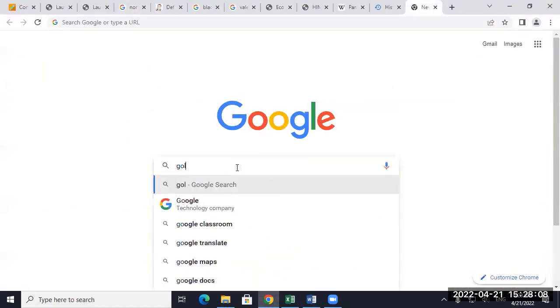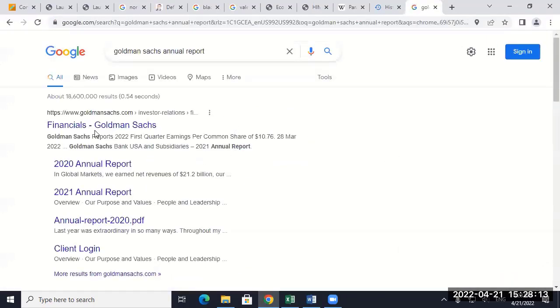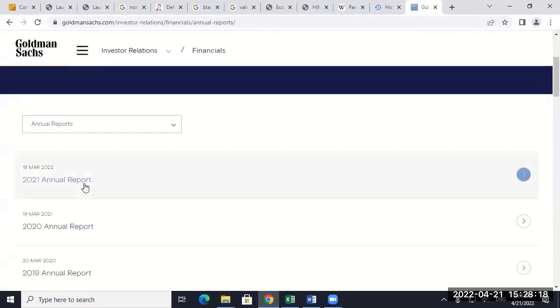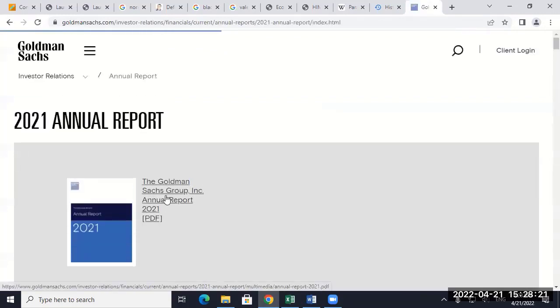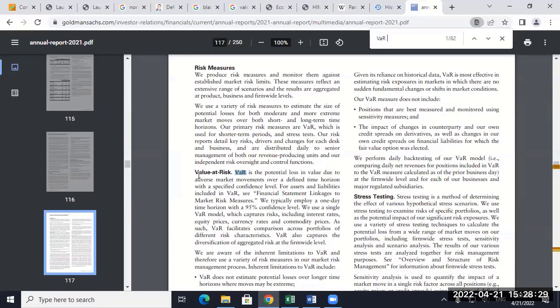So if I were to do Goldman Sachs, here's their annual report. Here's their value at risk. What confidence did they use? They use 5%. They call it 95%. But I'm from the insurance world, so we go the other side. They say 95%, I say 5%.